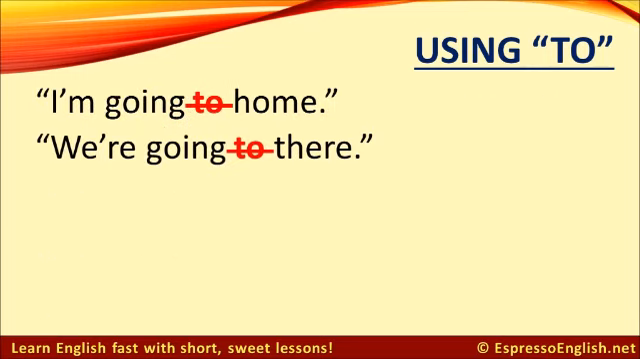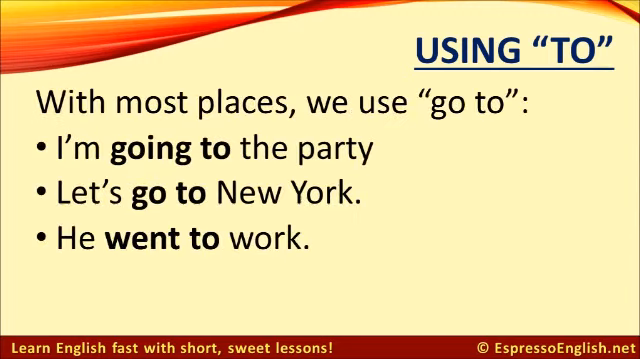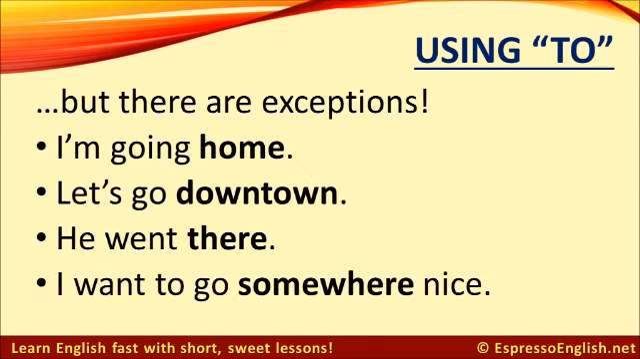Don't say, I'm going to home, or we're going to there. It's incorrect. With most places, we use go to. For example, I'm going to the party. Let's go to New York. He went to work. But there are exceptions with the words home, downtown, there, and somewhere.